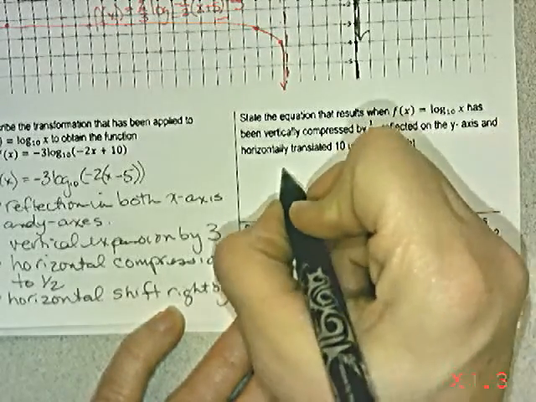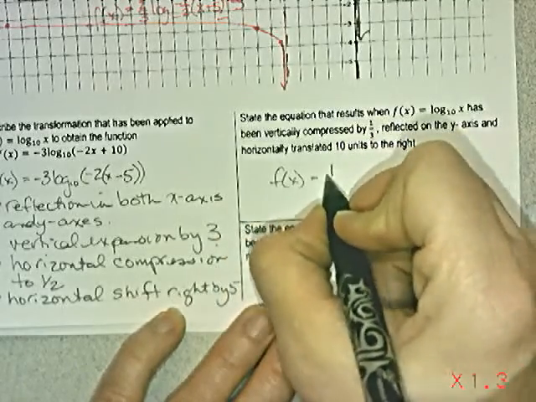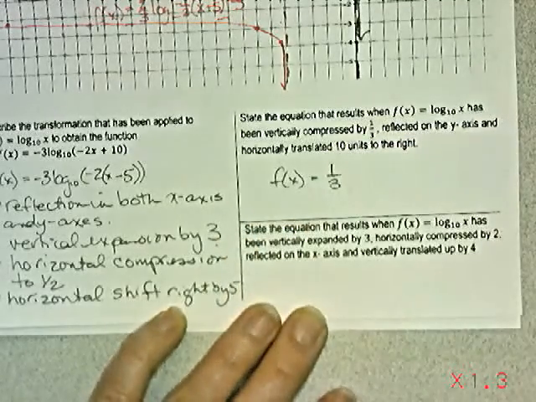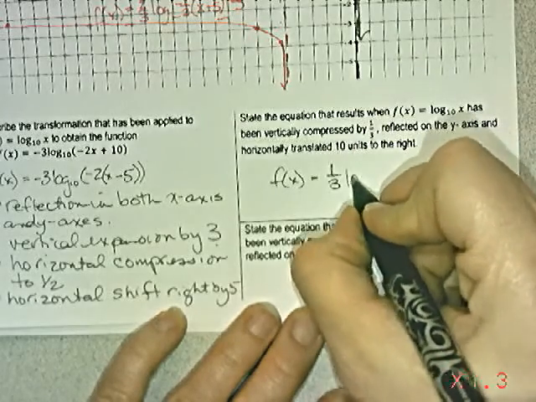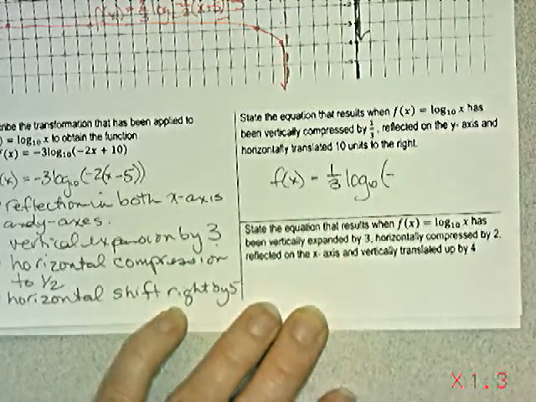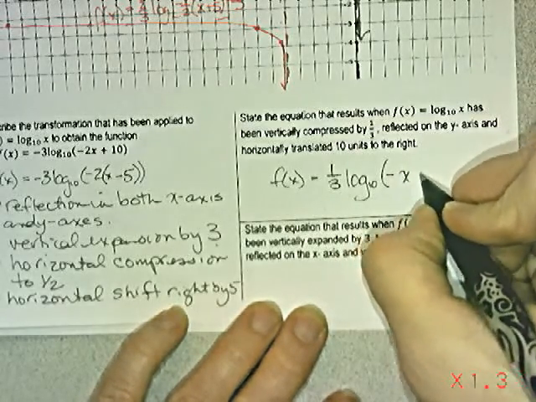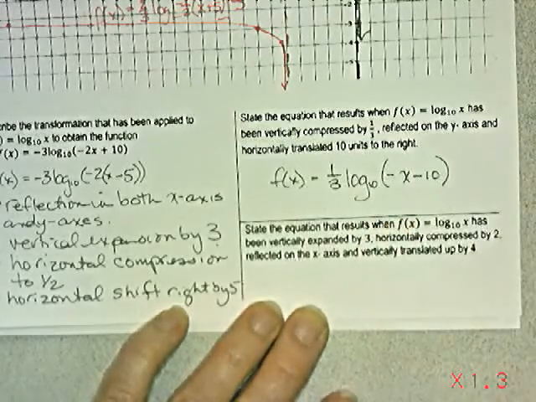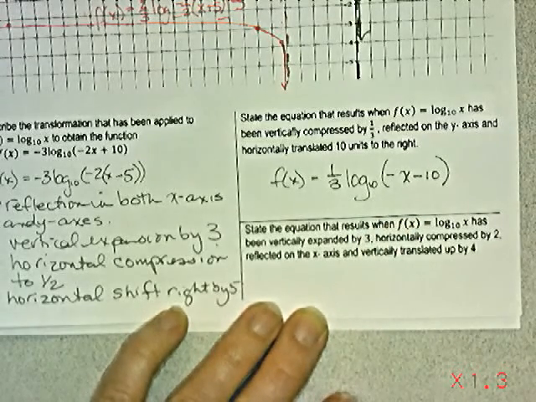Okay. Similarly, creating equations: state the equation that results when f of x is equal to log base 10 has been vertically compressed by a third. So our a value out front is a third, reflected on the y-axis. So again, we have a negative as a d value, horizontally translated 10 units to the right. Don't do this. That is not going right, believe it or not.